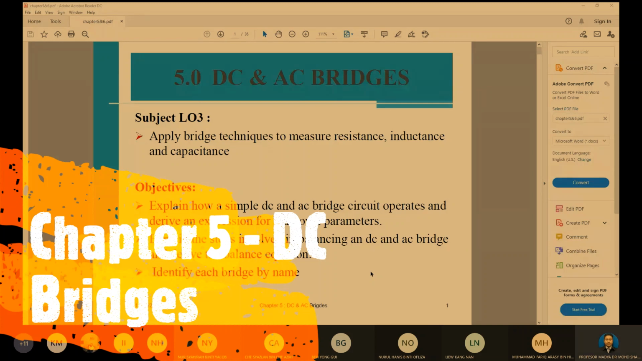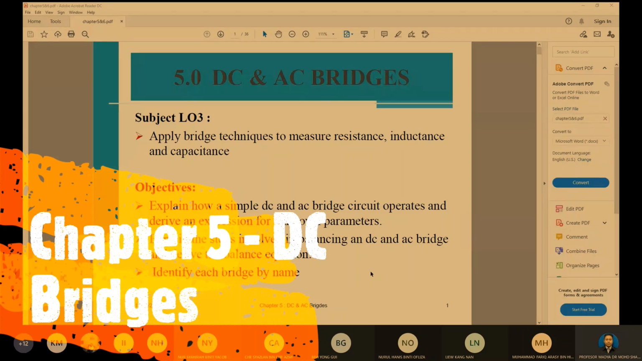All right, so this is the objective for our topic. Number 1 is to explain how a simple DC and AC bridge circuit operates and derive an expression for the unknown parameter. As I mentioned, for DC bridge, normally we have 2 techniques, the Wheatstone bridge and the Kelvin bridge, that we go for today. And for the AC, we have 4 techniques, 4 bridges. Maybe next week I will explain the AC bridge.